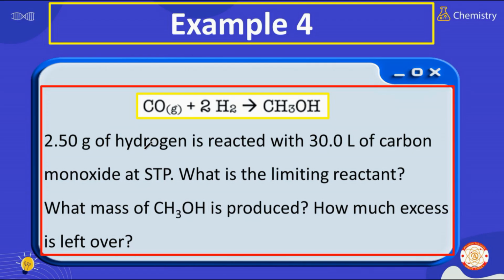Example 4. So 2.5 gram of hydrogen is reacted with 30 liter of carbon monoxide at STP. What is the limiting reactant? What mass of methanol is produced? And how much excess is left over?